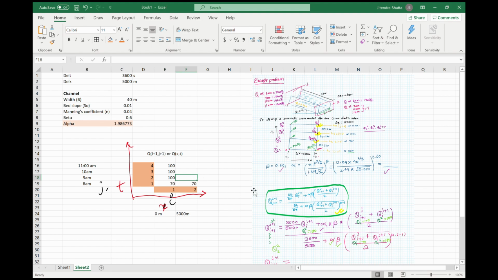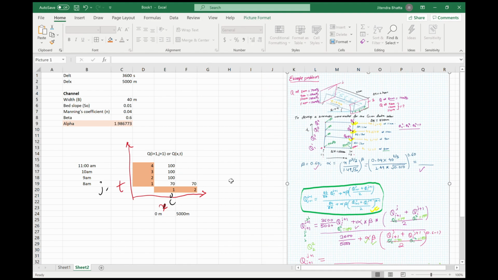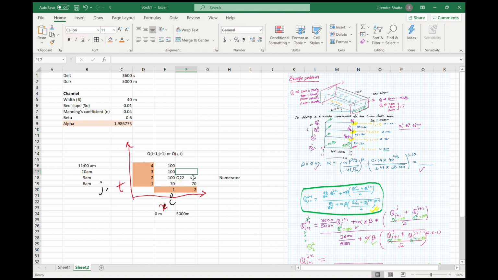Now to find this one, we have to use this equation here. For this, I'm going to find separate values for them. So numerator, let's say you have to find this one. This is your q22, right? This is q22, this is q23, and this is q24. To find q22, you have to put I equals to 1 and j equals to 1. Here I equals to 1, j equals to 2. I equals to 1 and j equals to 3.